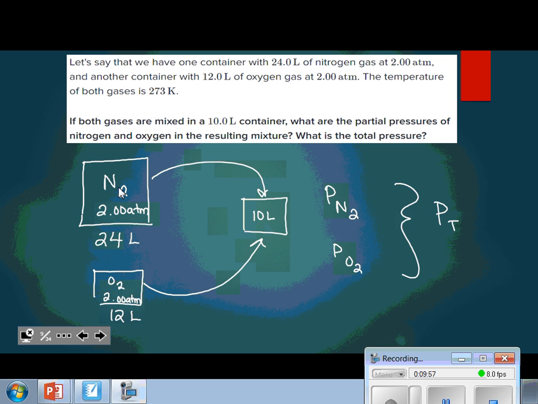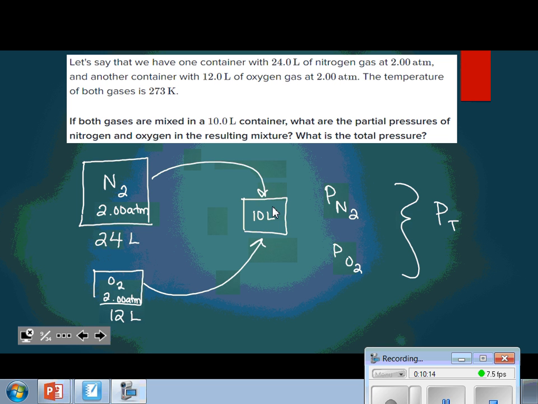The nitrogen and the oxygen are not going to react. They are not going to have an effect on each other. But what will happen is I'm taking a gas at 24 liters and I'm putting it into a 10-liter container.